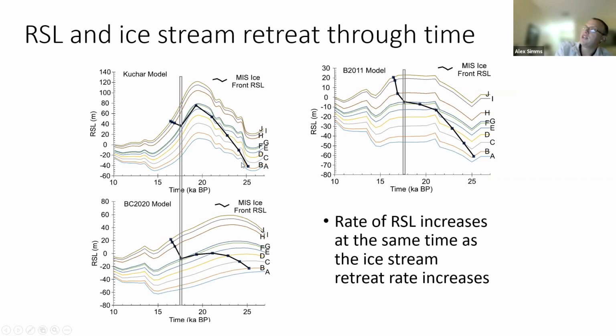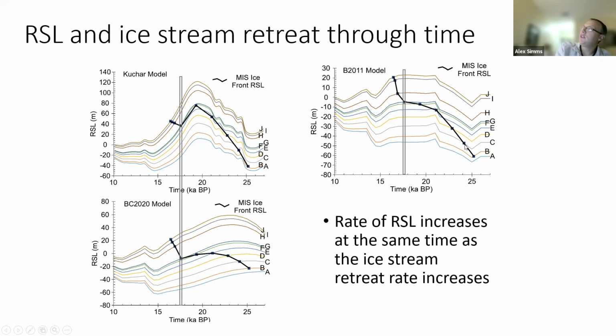These colored lines here are the sea level experienced at different positions along the retreat of the Minch ice stream, such that if we connect the dots of its location, we actually can see what the sea level change experienced by the front of that ice stream as it's retreating. And so one thing I want you to notice in the Kuchar model, but every other model that we use, is all of them show the same thing.